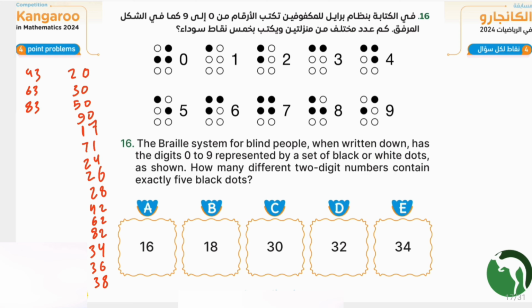Now let's go to the number 4. In 4 we have 3 dots, so we need 2 extra dots. So we have 5 and we have 9. And of course we will replace between them, so 54 and 94.